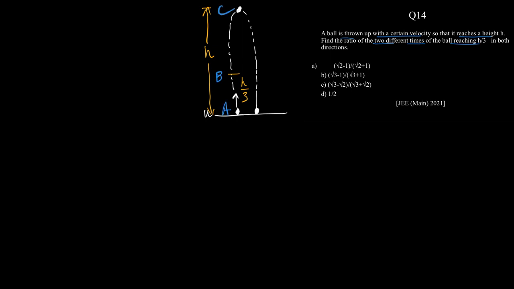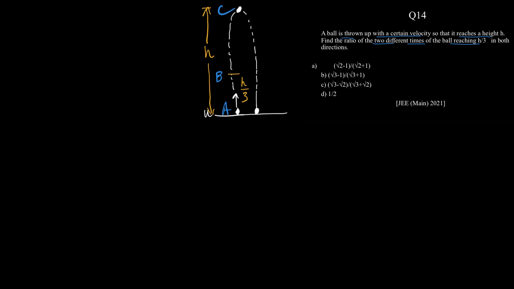So a ball is thrown up from the ground, say with velocity u. It reaches the maximum height, then it comes back to the ground. Say the total height is h, and say this much height is h by 3. For reference, I'll take these points as A, B, and C.